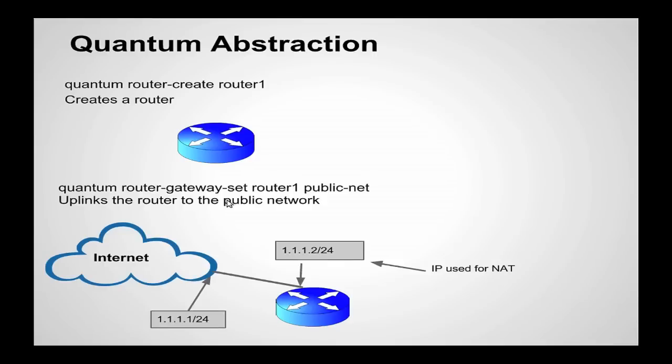The 2.2.2.1 IP address is the address that any host attached to this router is going to use to NAT with. So when he goes out to the internet, what people are going to see is 2.2.2.1 as the source IP. 1.1.1.2, sorry.